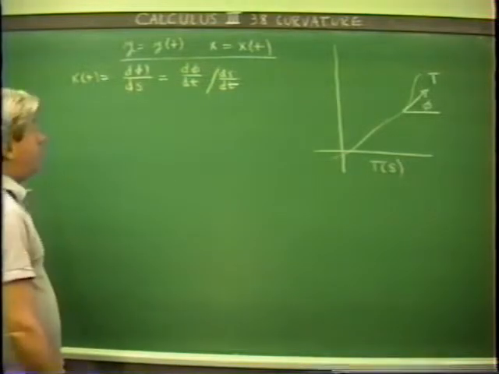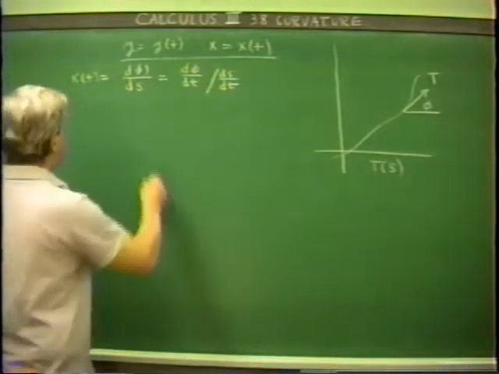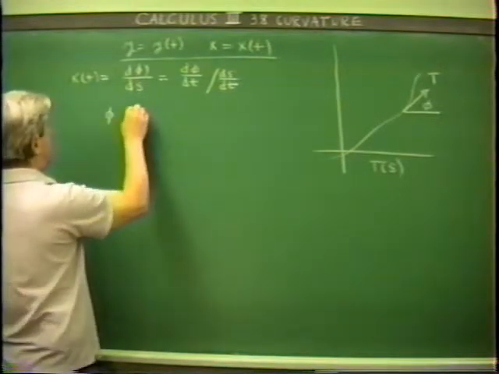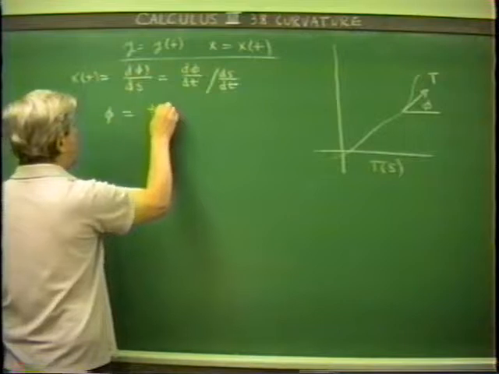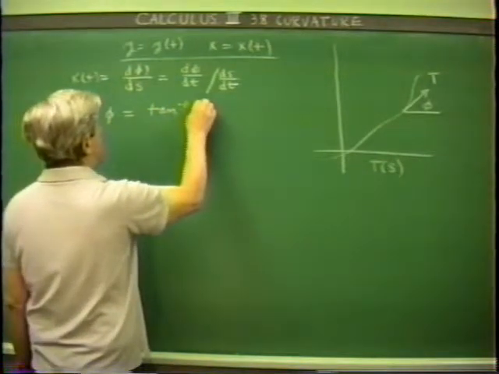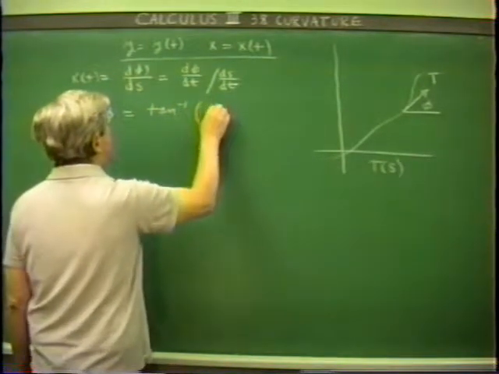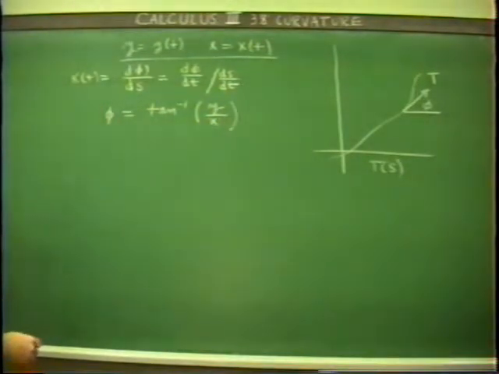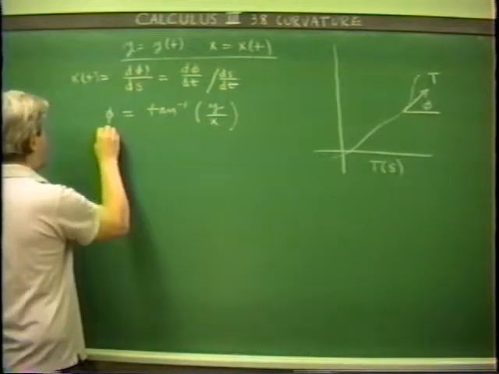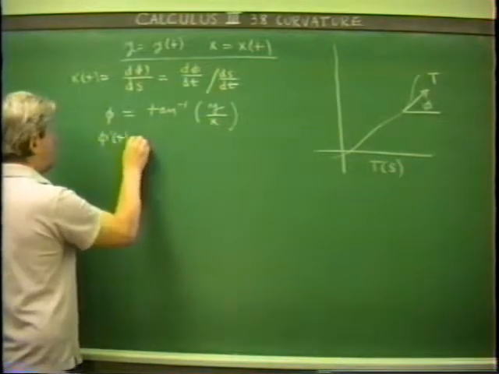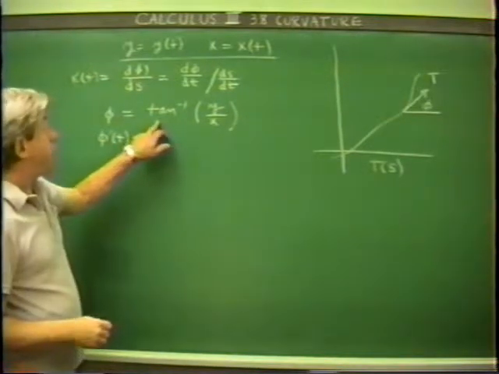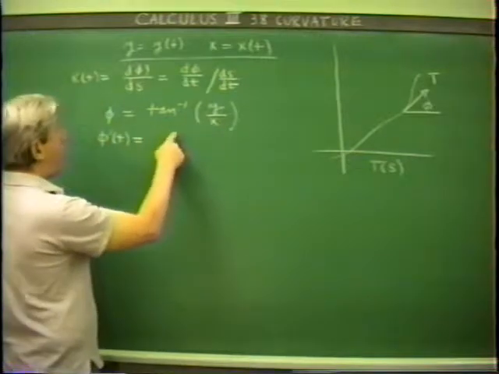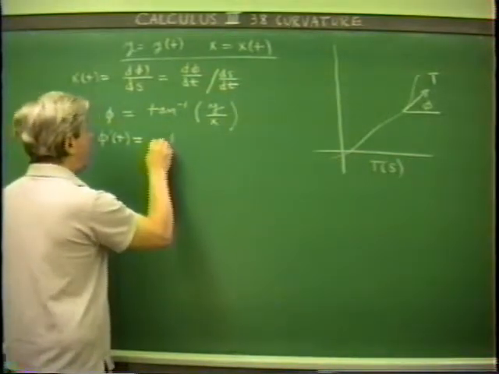Let's consider this situation here now, where y is a function of t and x is a function of t. The things to note is phi is the angle whose tangent is y over x. So phi is tangent inverse of y over x. So that phi prime of t is going to be equal to the derivative of this, now treating y as a function of t and x as a function of t.